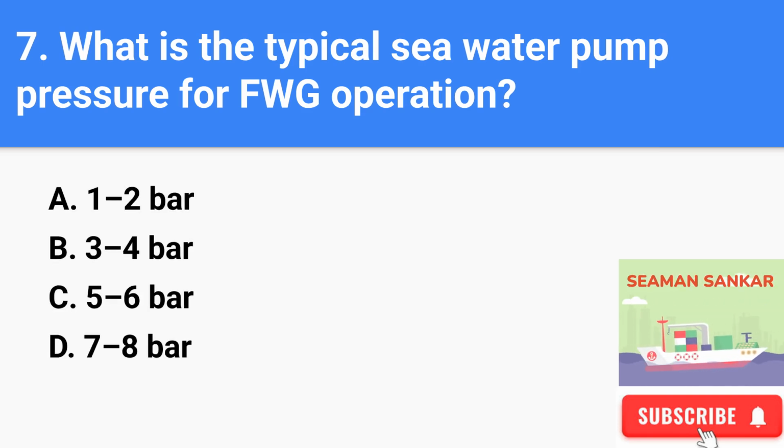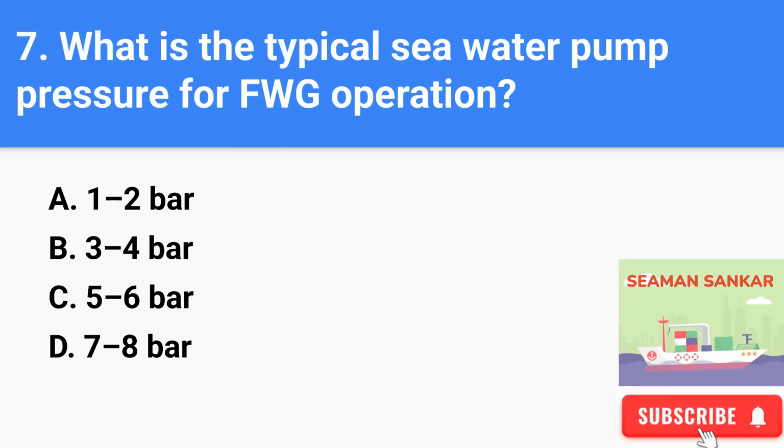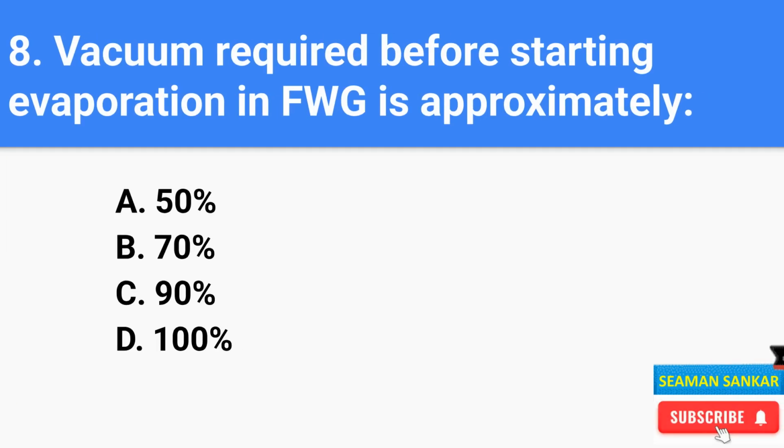Question 7. What is the typical seawater pump pressure for FWG operation? A. 1 to 2 bars, B. 3 to 4 bars, C. 5 to 6 bars, D. 7 to 8 bars. The typical seawater pump pressure for FWG operation is B. 3 to 4 bars.